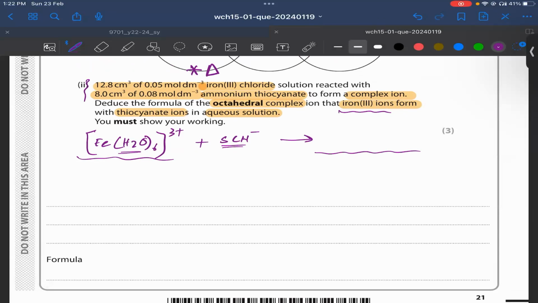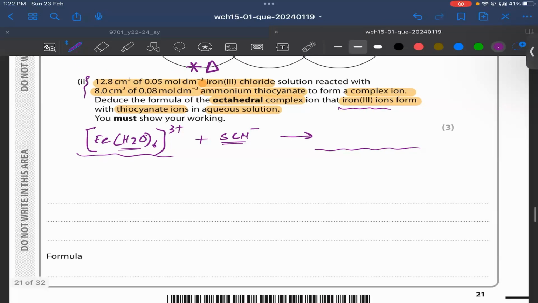So I found the moles of Fe3+ and SCN, and it seems that both the moles are the same. 6.4 into 10 to the power minus 4. Can you repeat the value, beta? Yeah, it's 6.4 into 10 to the power minus 4. And for thiocyanate, it's the same? Yeah, it's the same.